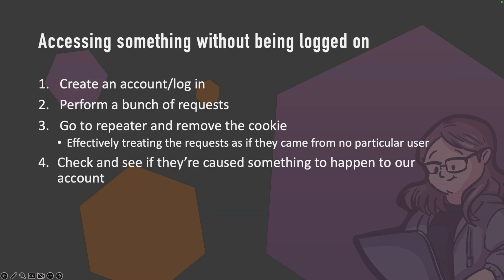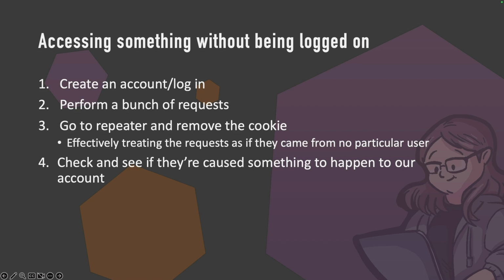So how do we actually do this? How do we access something without being logged on? Step 1, create an account, log in. Step 2 is you want to perform a bunch of requests. You're going to click on every button. You're going to go into Repeater and just remove the cookie. You're just going to delete that entire line. Essentially what this does is it treats the requests as if they came from no one in particular, someone who's logged out. And then we want to check to see if they've caused something to happen to our account.